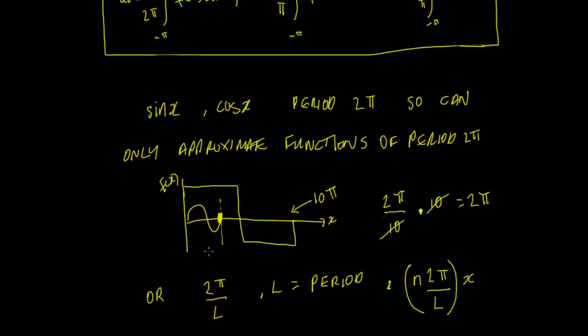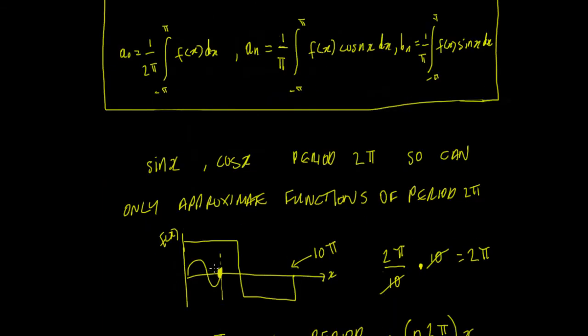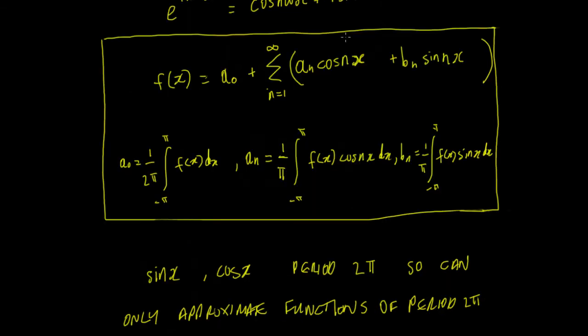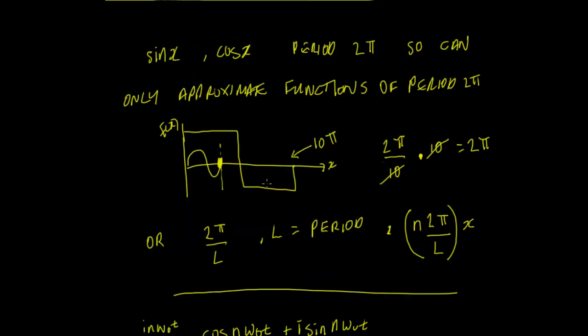So we could then replace this value nx with n times 2 pi upon L times x. This process of multiplying by 2 pi upon L is what we use to scale it, in order to ensure that we can approximate functions of any period L.